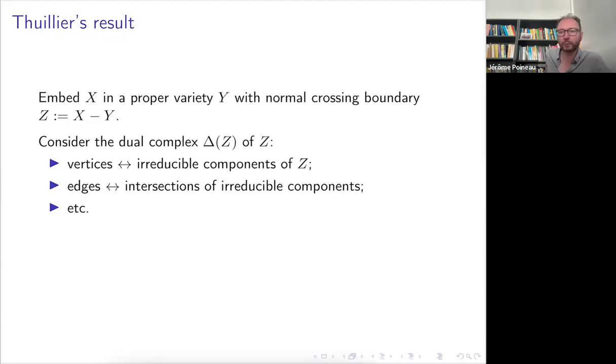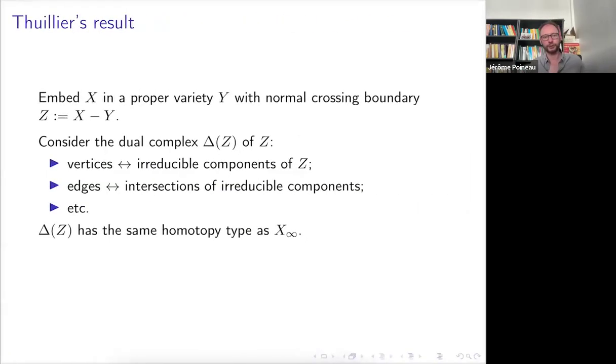And you consider the dual complex of this divisor Z at the boundary. Dual complex means that Z could have several irreducible components. So you can define a complex by putting one point per irreducible component. And then if two irreducible components intersect, you put an edge between the two points. Okay, and you go on like this. If you have a triple intersection, you fill in a triangle between the edges and so on. So it gives you a very nice complex, with nice topological properties.